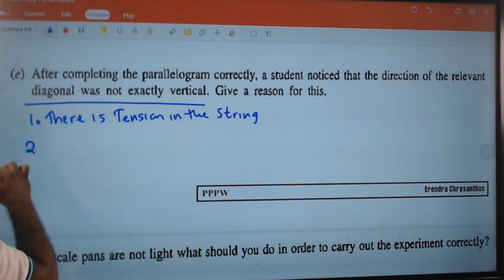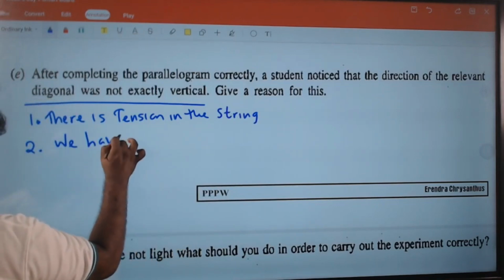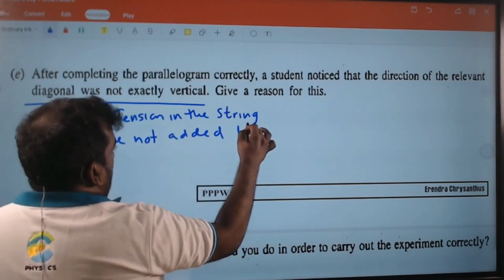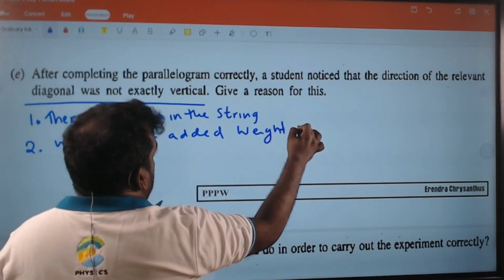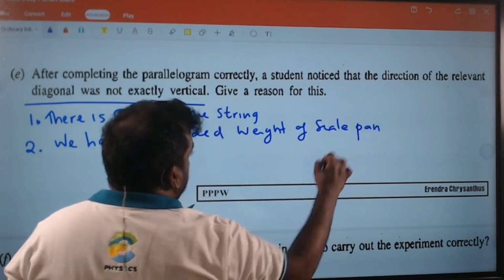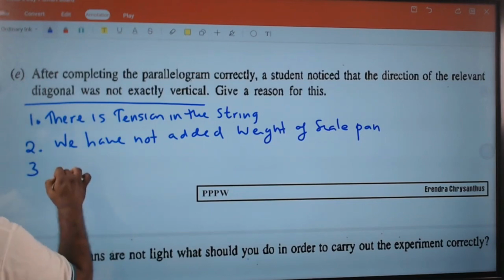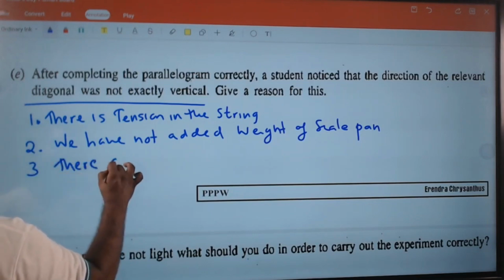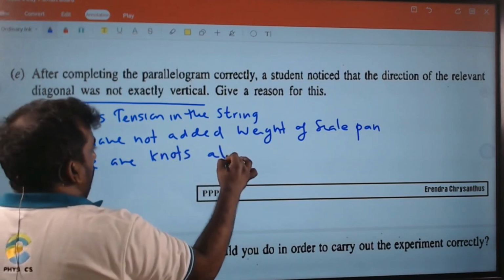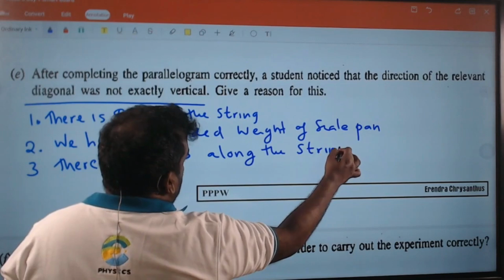Next one, we have not added the weight of the scale pans. What else? There are knots along the string.